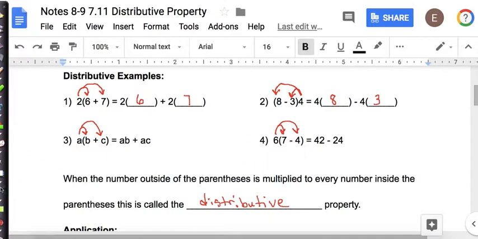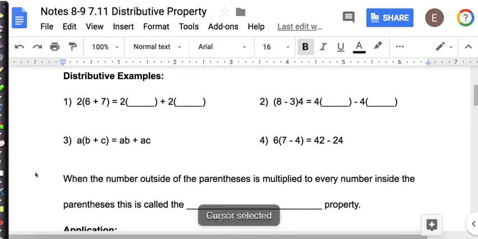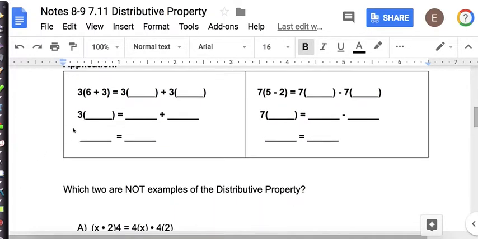Okay, let's look at application. Now, when we do the application, on the left side, we're going to do order of operations. On the right side, we're going to do the distributive property to prove that they both equal each other. So order of operations would tell me to do parentheses first. So 6 plus 3 is 9, and 3 times 9 is 27.